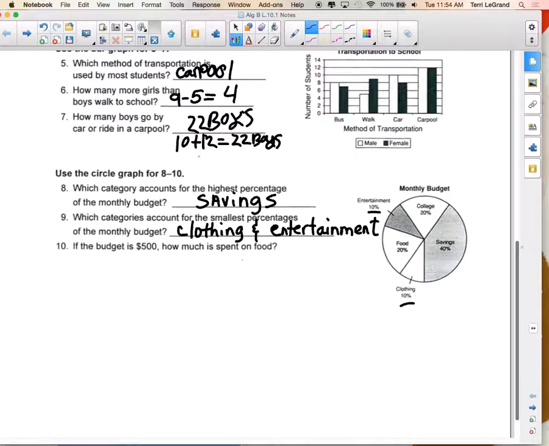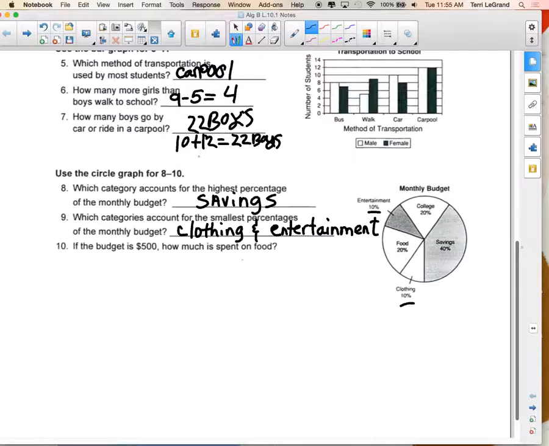Get your calculators going now. What's 500 divided by 0.2? 2,500. Okay, you think that seems reasonable? A $500 budget, going to spend $2,500 on food. Is that possible? We can multiply it by 0.2. Okay, so let's see if that seems more reasonable. What's 500 times 0.2? 100. Now, does that seem to make more sense, that if this whole pie is $500, that $100 would get spent on food?